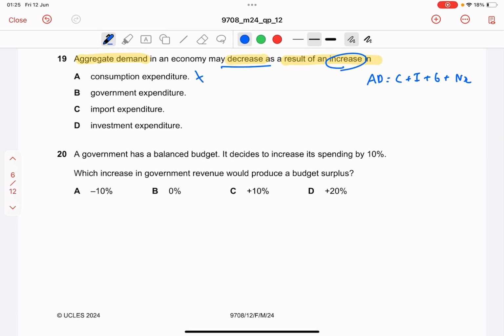Cross that off. Government expenditure is also a component. Same case. If this increases, AD will increase. It does not lead to a decrease. So no, cross that off. The next one, import expenditure. Net exports is exports minus imports, right? So if imports increase, the value of net exports will decrease, which will decrease the AD value. So that seems correct, and we'll keep that in mind. The next one is investment expenditure. Same case. If this increases, AD will increase. It does not lead to a decrease. So 19C is the answer, and that is correct.